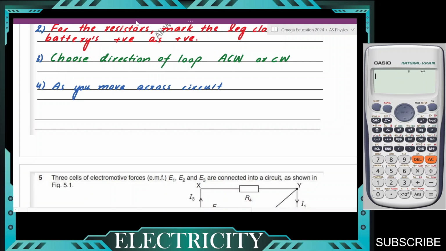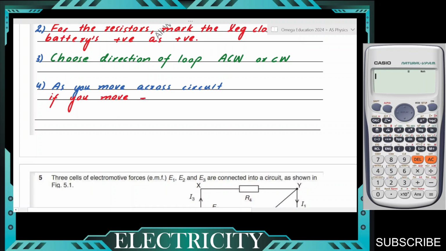Whatever direction you have chosen, now this is the most important one. If you move from positive through any component, if you move from positive to negative, the voltage would be treated as positive. And if you move negative to positive, the voltage would be treated as negative.